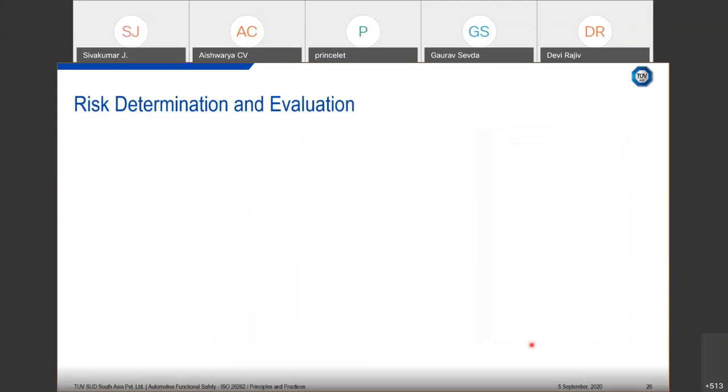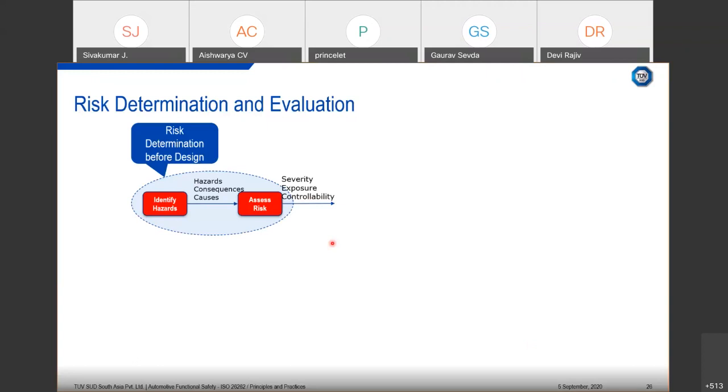Now, this is a very important aspect. Before starting your product development, you are determining the risk in terms of ASIL level. That means you are fixing some target for which the product needs to be developed. That is ASIL determination. On the other side, once the product has been developed, you are going to verify whether the target which you determined at the beginning of the project, whether you met it or not. That is called evaluation.